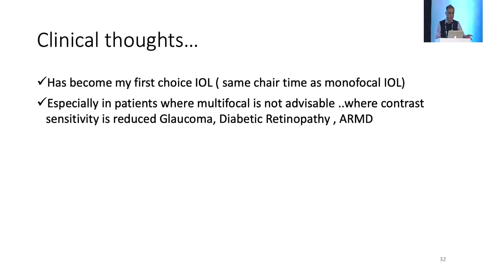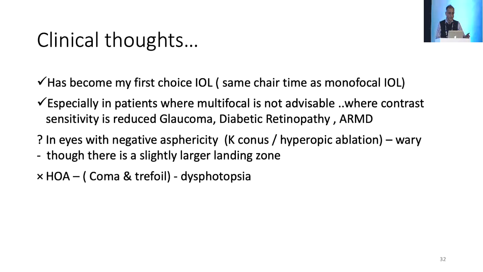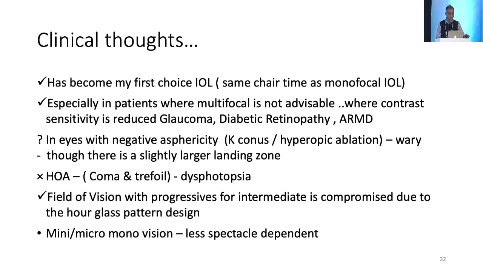It has become more or less my first choice intraocular lens, since I have the same chair time as a monofocal IOL, especially in patients where contrast sensitivity is reduced, like glaucoma, diabetic retinopathy, or ARMD. We need to be wary in eyes with high negative sphericity, like keratoconus or hyperopic ablation, though there is a slightly larger landing zone. And in patients with higher order aberrations like coma and trefoil, you do get dysphotopsias, but you'll get them with any of the intraocular lenses.